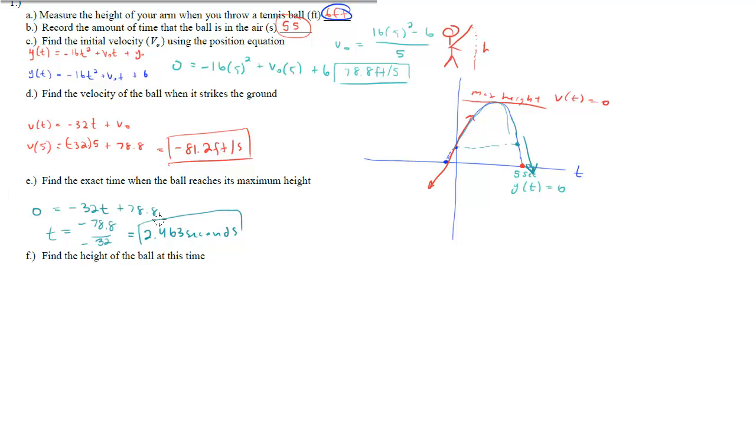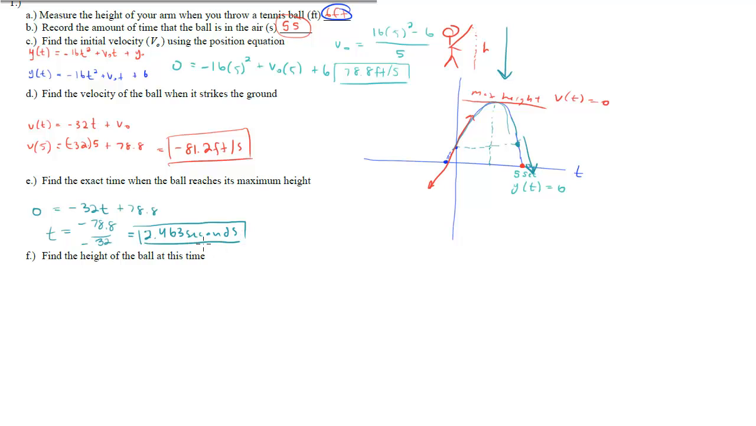And that also matches up with the intuition we've established, because if it had been thrown straight off the ground, that would be the halfway point. But since it has to fall a little longer to get back, to account for the height of your arm, half of 5 would be 2.5, but it's a little less than that. And so that answer definitely makes sense.